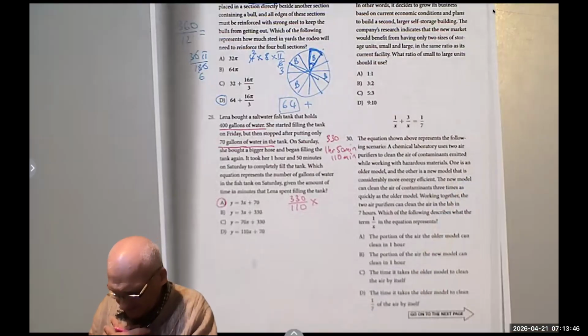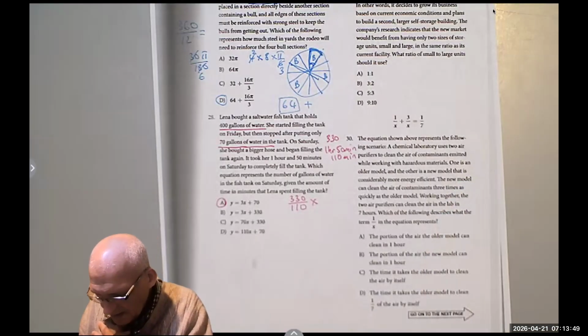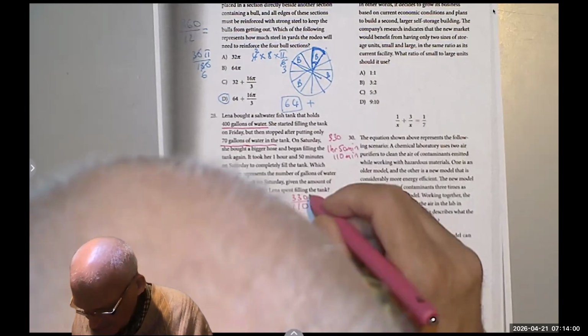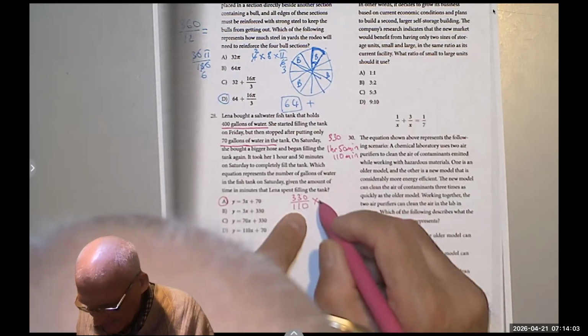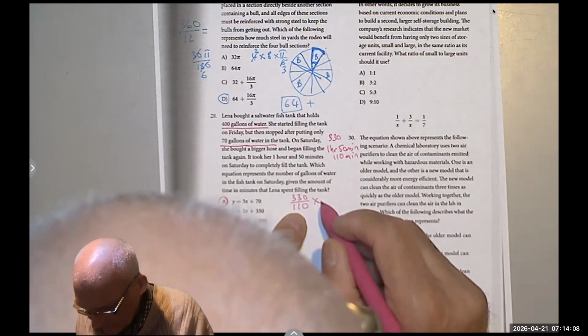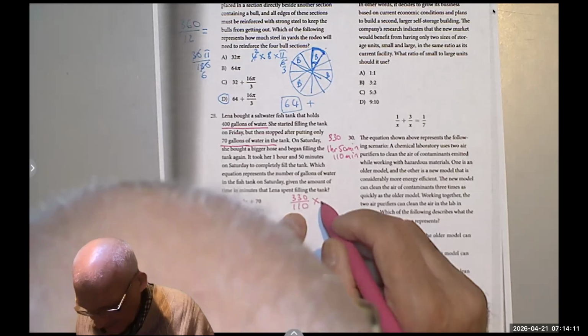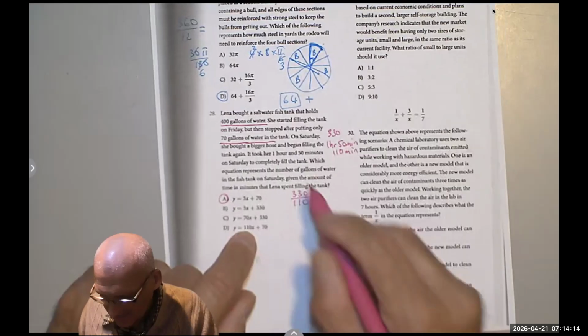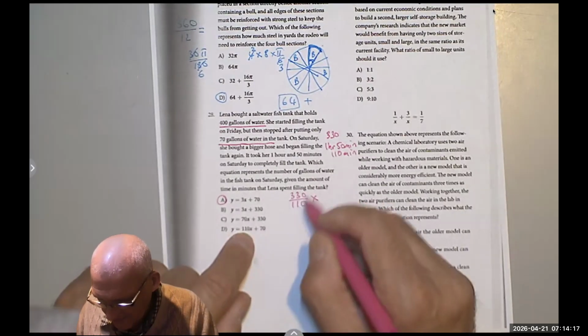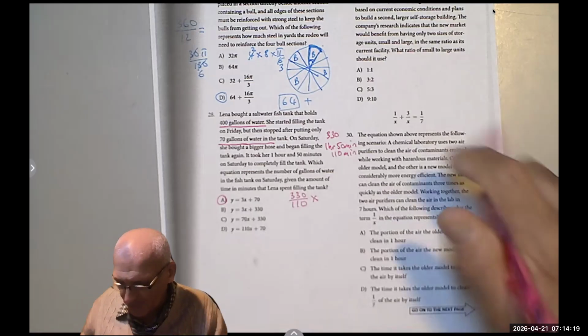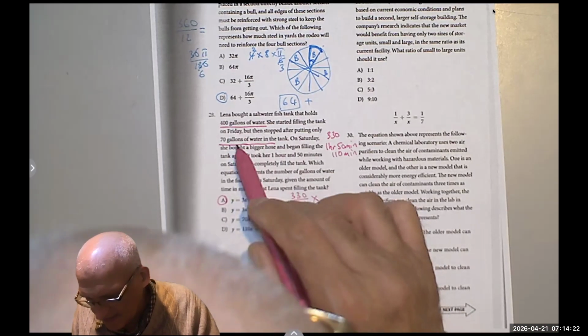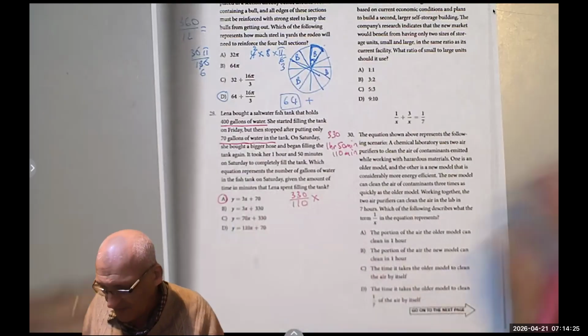Okay, I'm sorry. To do 1 gallon. Yeah, this is gallons, this is minutes, and that should be minutes. Yeah, it cannot be 110 because that doesn't represent the 330. The 330 here is important because that's how much remains to be filled. So it has to be 3x plus 70.